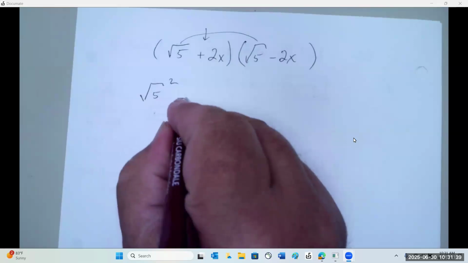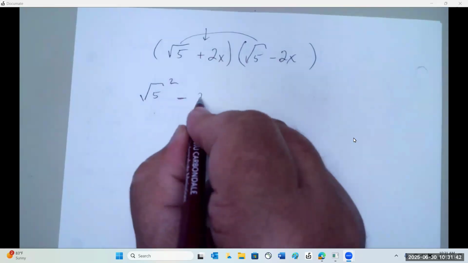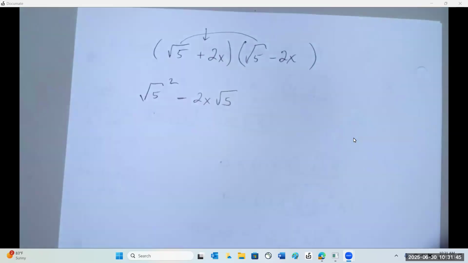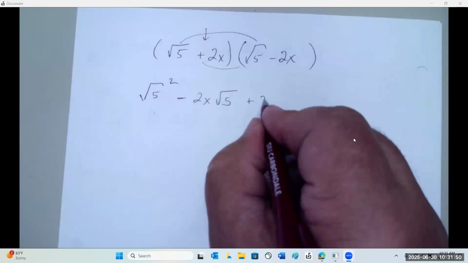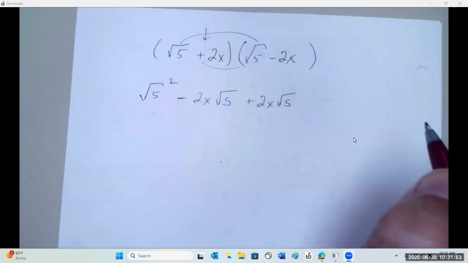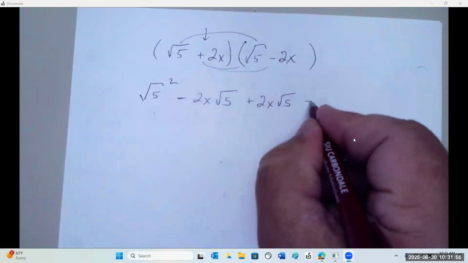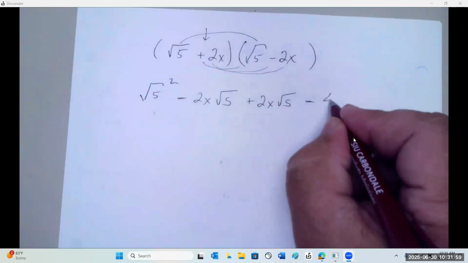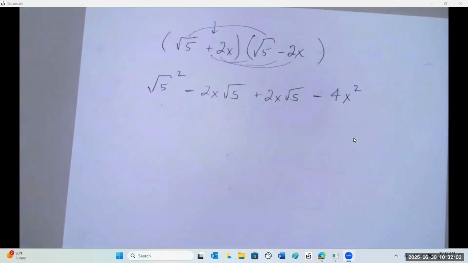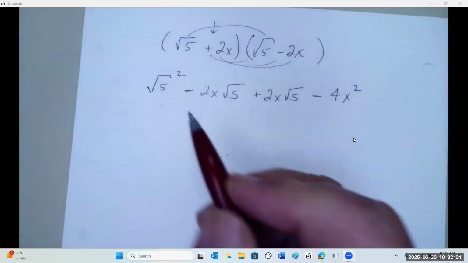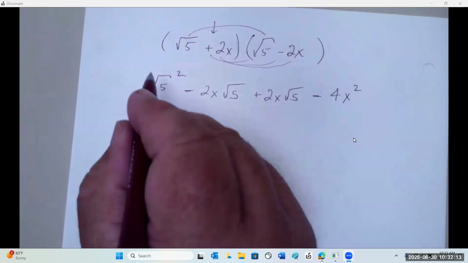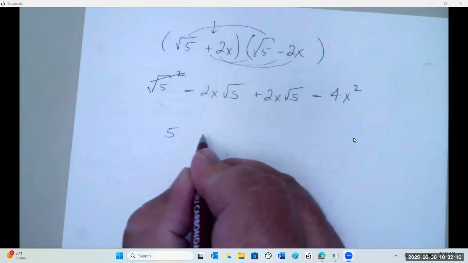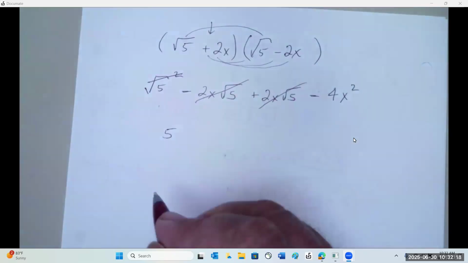Positive times negative is negative. Radical 5 times 2x is 2x radical 5. Positive times positive is positive. 2x times radical 5. Positive times negative is negative. 2x times 2x is 4x squared. Square root squared becomes what? They cancel, so it becomes 5. The negative 2x positively cancel.